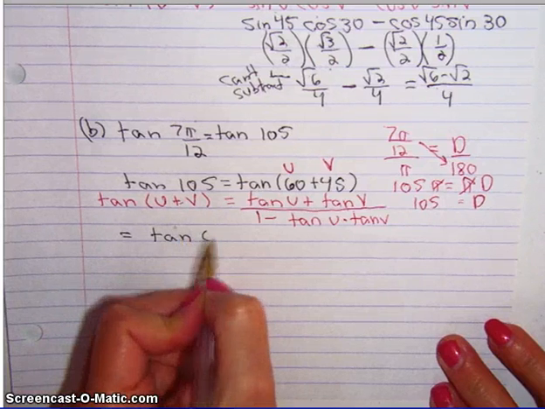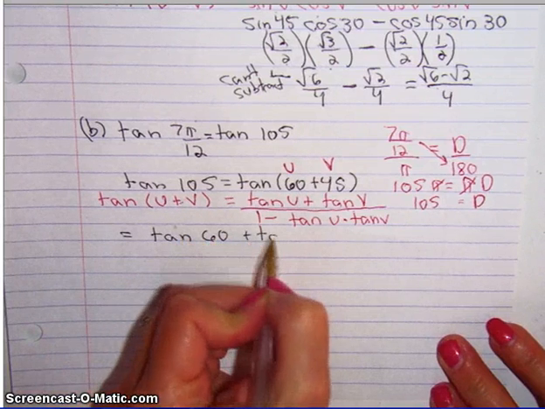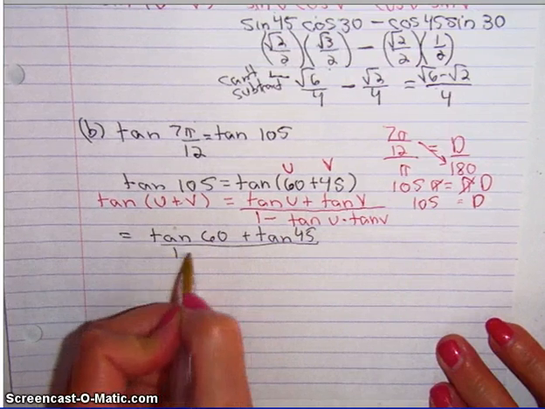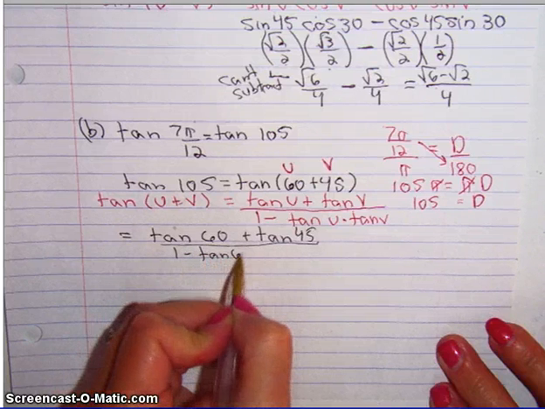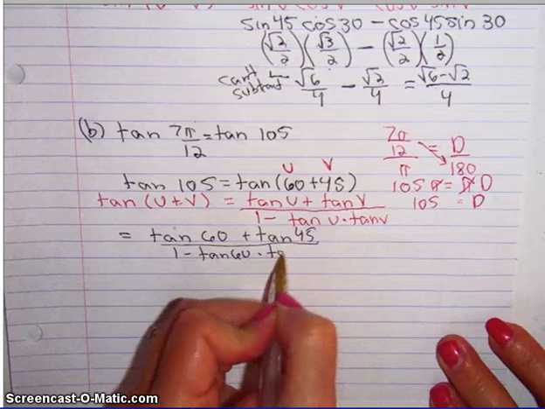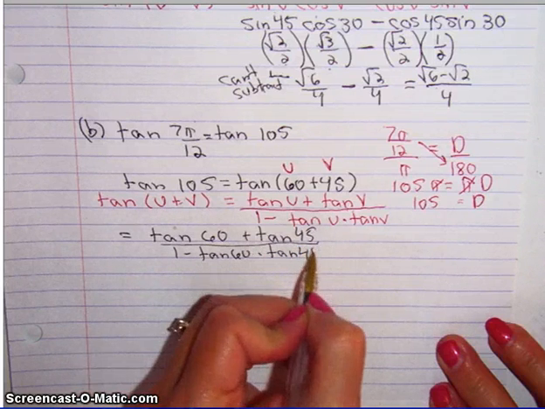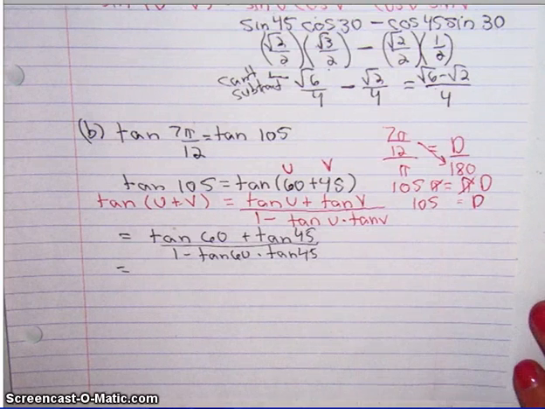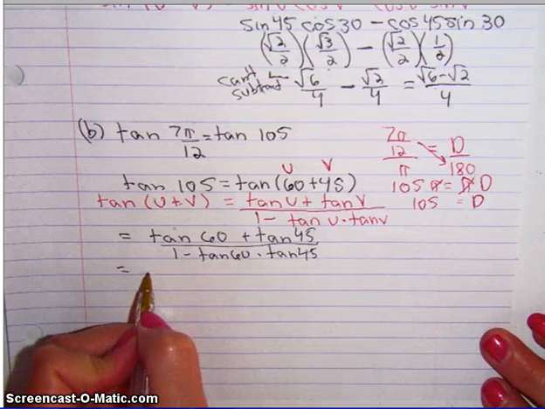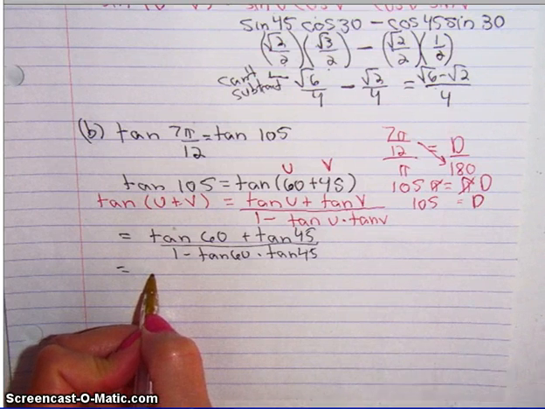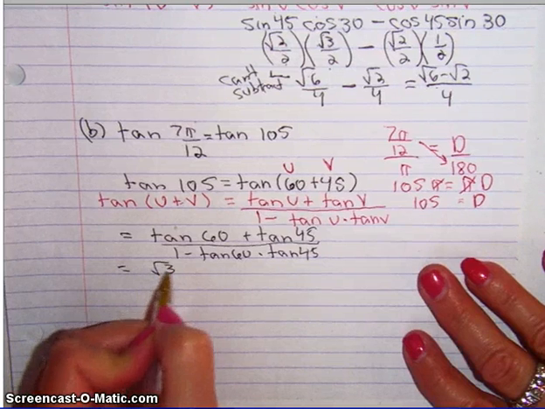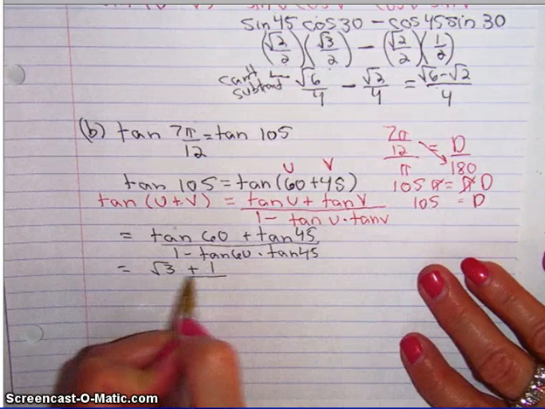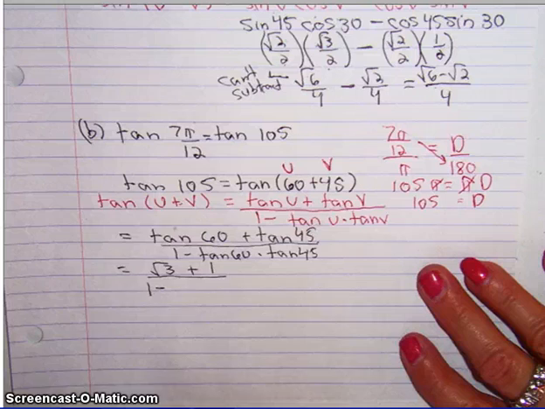So this is tan 60 plus tan 45 over 1 minus tan 60 times tan 45. All right, now let's put our numbers in. Haley, can you give me tangent at 60? Square root of 3. And then tangent at 45, Haley? Good. Over 1 minus, Haley, tangent at 60?